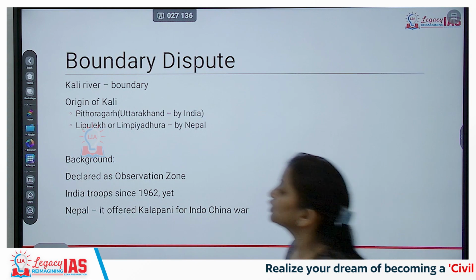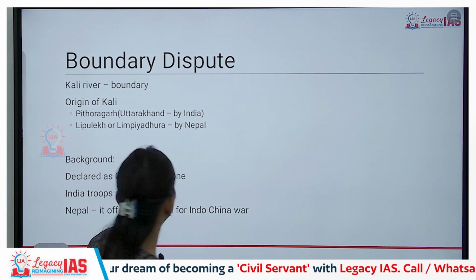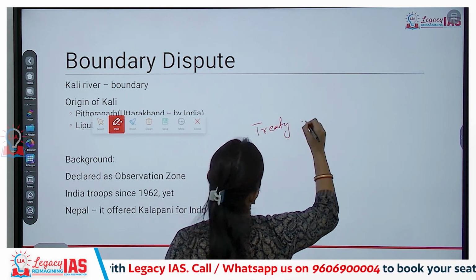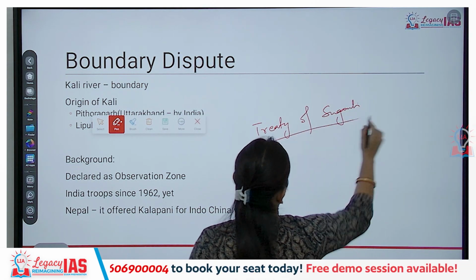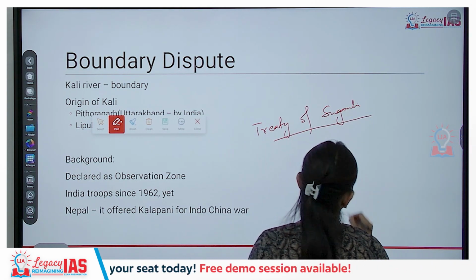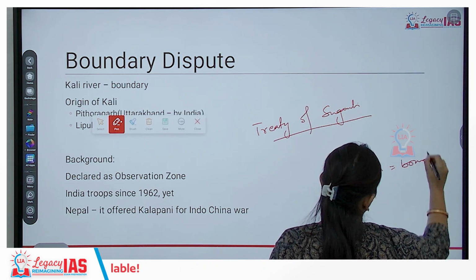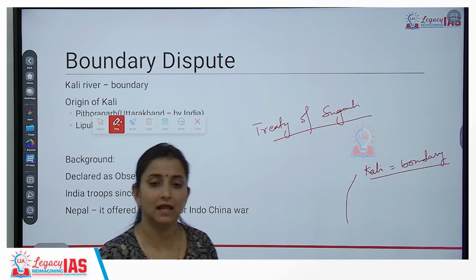Okay? So, what is exactly the boundary dispute? So, the boundary dispute begins with Treaty of Sugauli which says that River Kali will form the boundary. River Kali will form the boundary between Nepal and India.